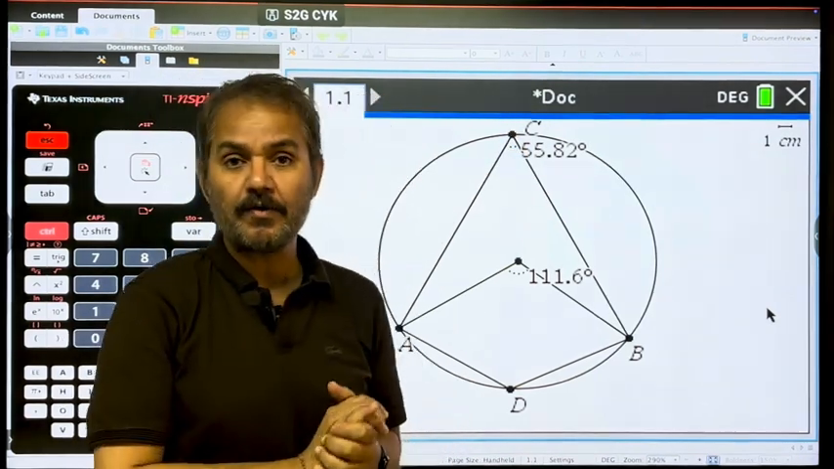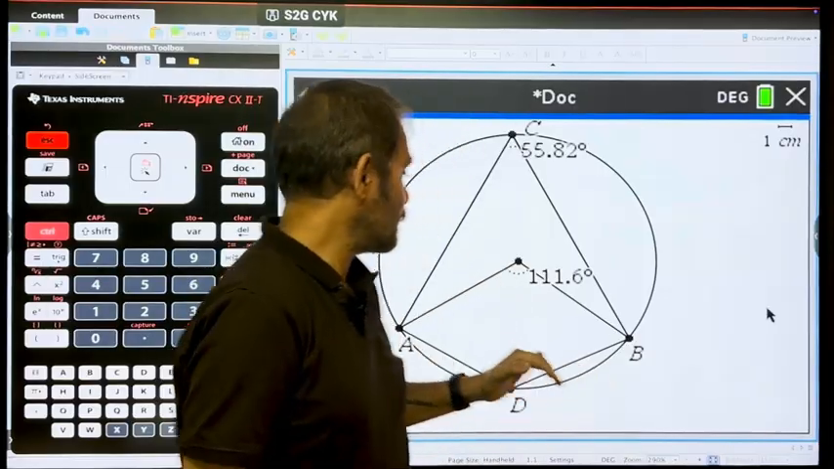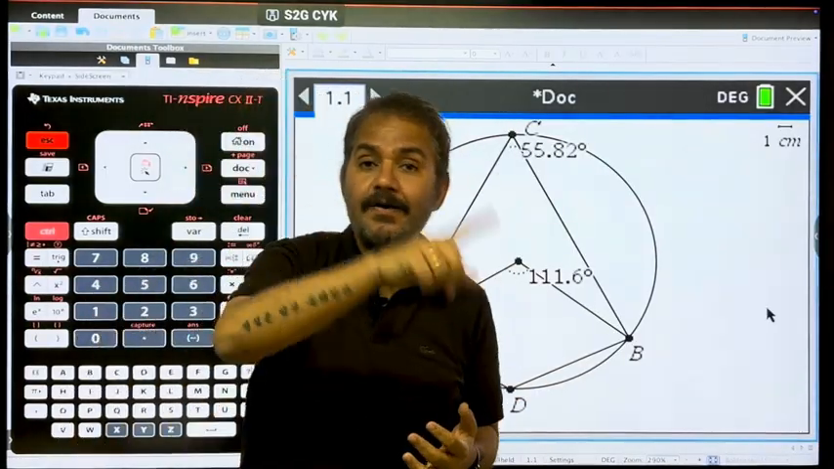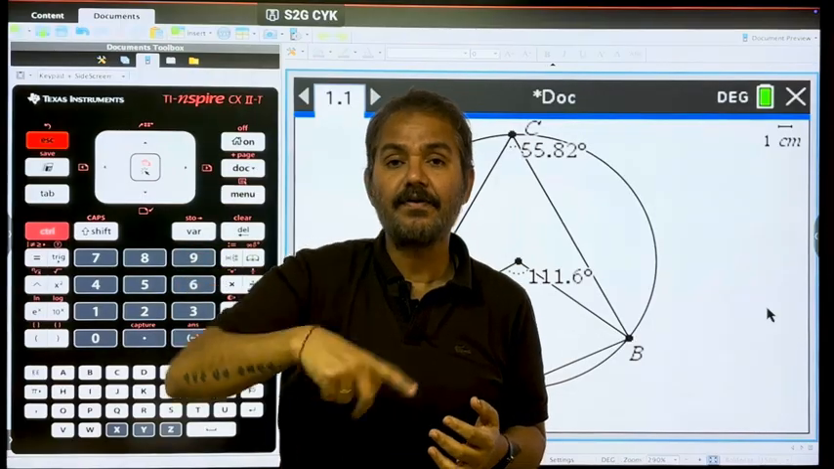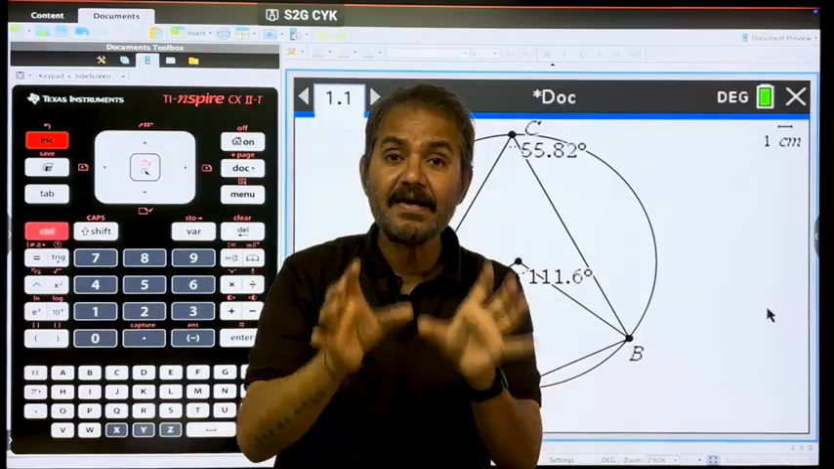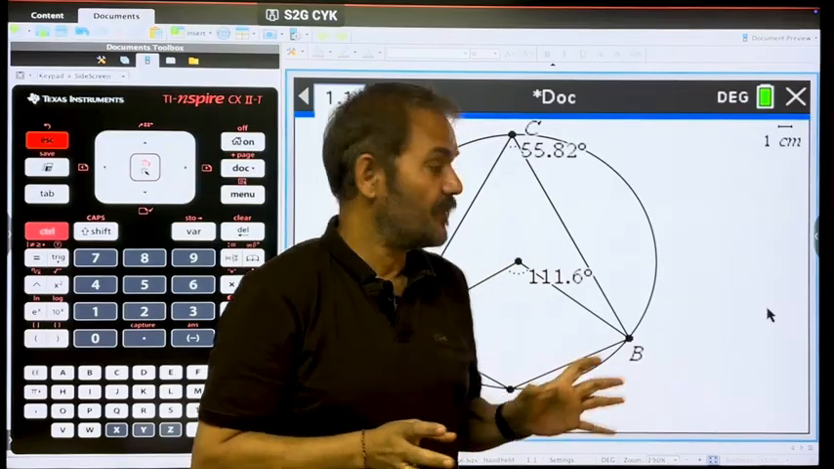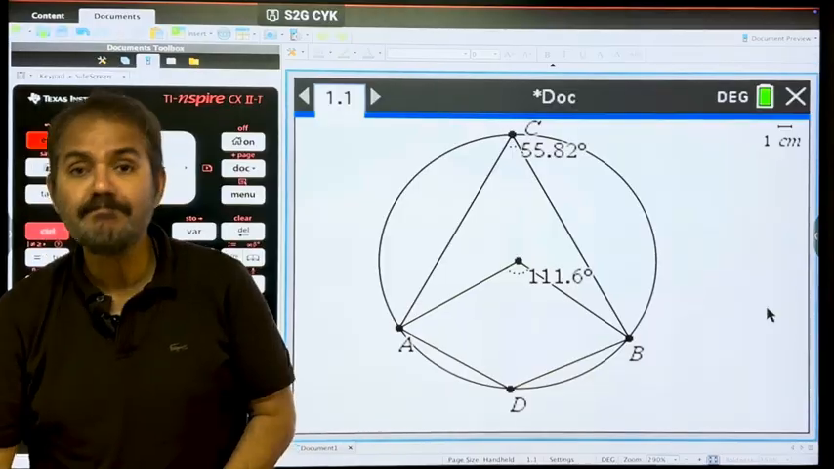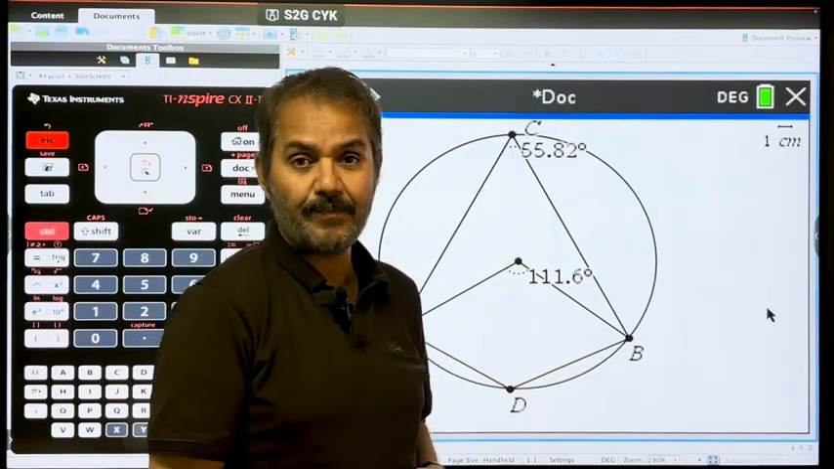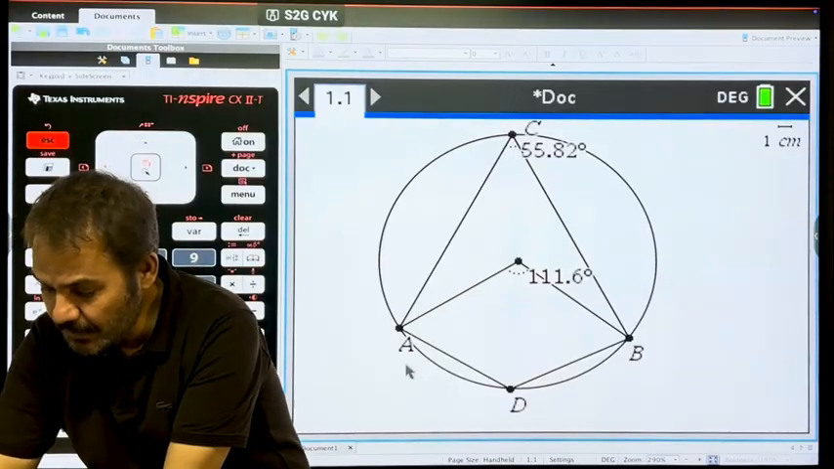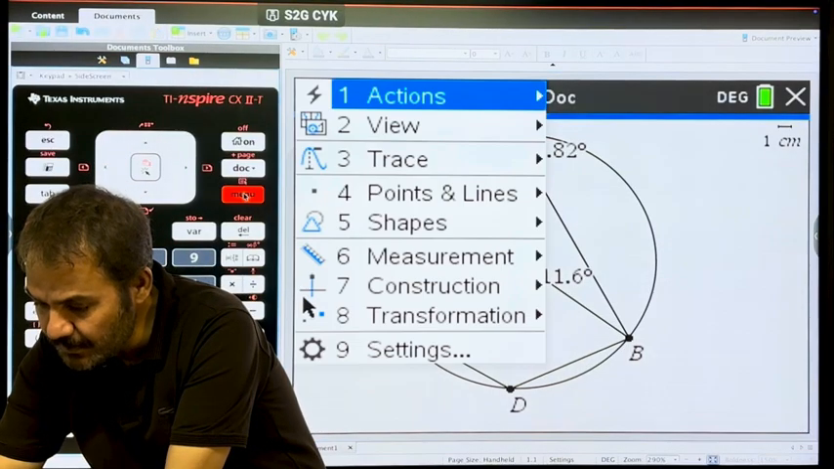This is a very special quadrilateral because all 4 vertices of this quadrilateral lie on the circumference of a circle, right? We call it a cyclic quadrilateral. This is called a cyclic quadrilateral. Now, when angles are made in a cyclic quadrilateral, there is a pattern here. So before we move on to that, let's identify how much is angle D.